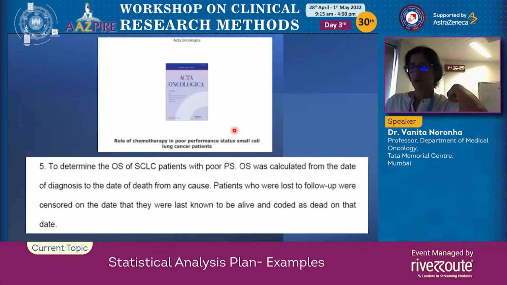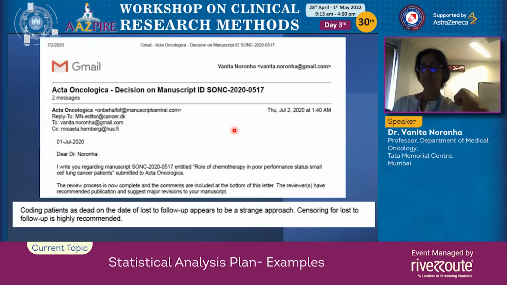So I submitted it to Acta Oncologica, and I wrote that if they were lost to follow-up, I censored them as event occurred on the date that I last knew, that I had last contacted them. So this was the decision.